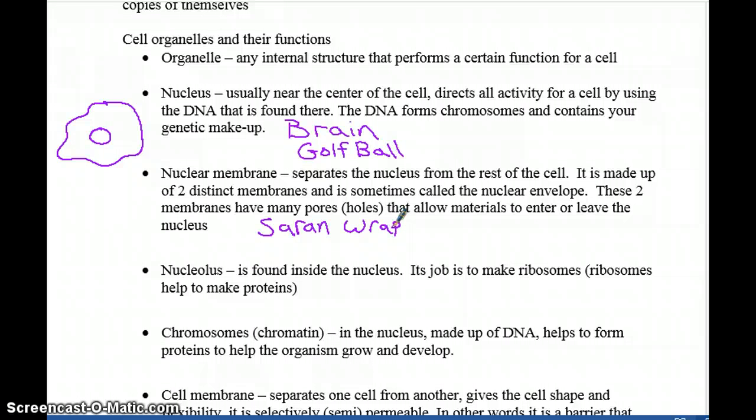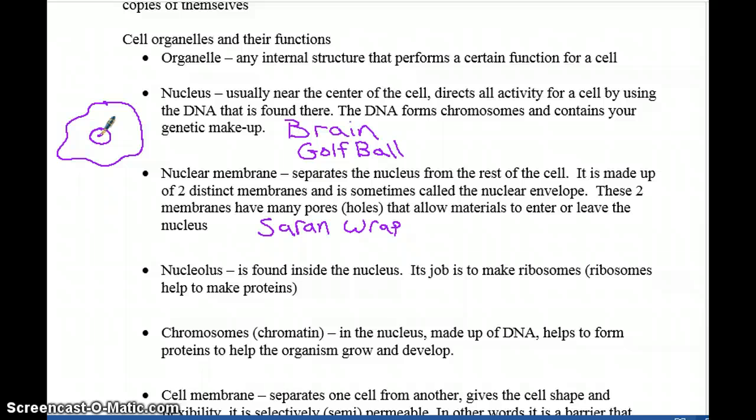The nucleolus then is actually found inside of the nucleus. So this little circle here is our nucleolus, and it's going to be the helper to the nucleus by making ribosomes, and we'll talk about ribosomes later on. Also inside this nucleus are chromosomes. The chromosomes are what hold your DNA. You put many pieces of DNA together, you get a chromosome.